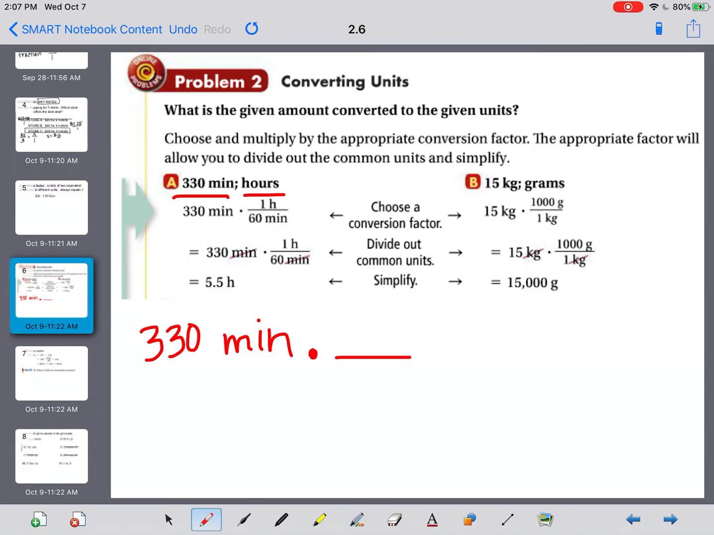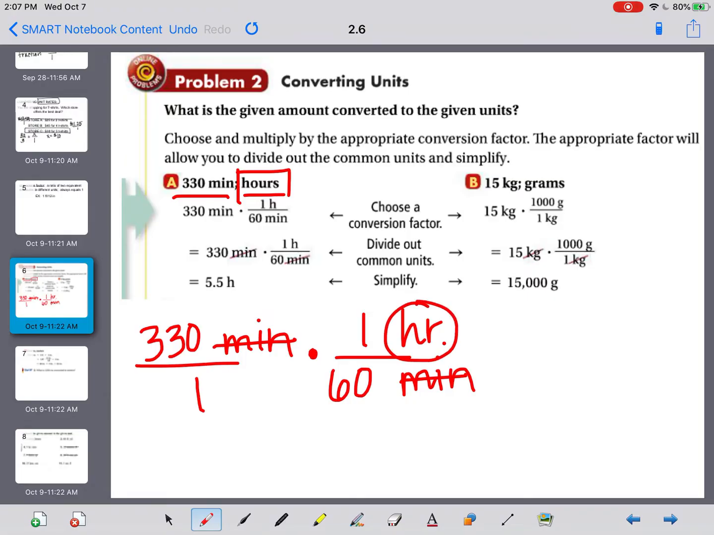Also, just like numbers and variables can cancel if they are across from each other when we simplify, so can units. So if I want my minutes to go away, I need to have them across from each other. So if I have minutes on top in the first ratio, I need minutes on the bottom in the second ratio. So now those are gone. What I'm trying to get is hours, so that's what has to go on top. Now I need to know how hours and minutes are related. I know that 1 hour is the same as 60 minutes.